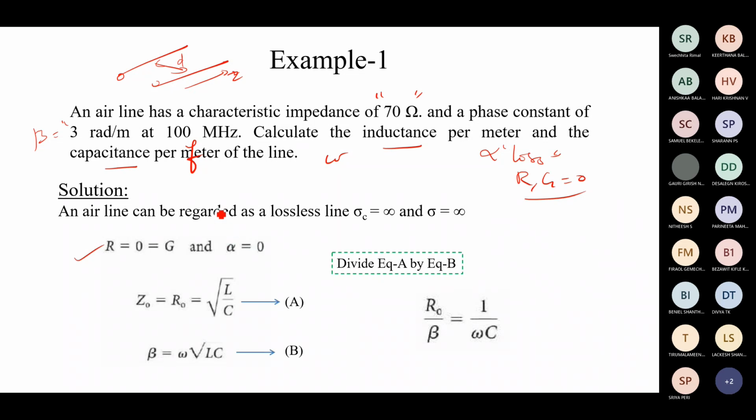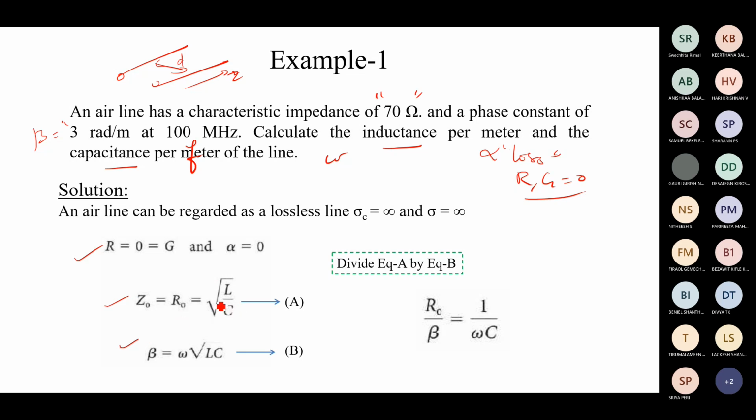And since it is an air medium, there is no exchange of fields here, so the potential drop will be constant. That is why alpha is assumed to be 0. Okay, so we can easily use these two equations to calculate that.